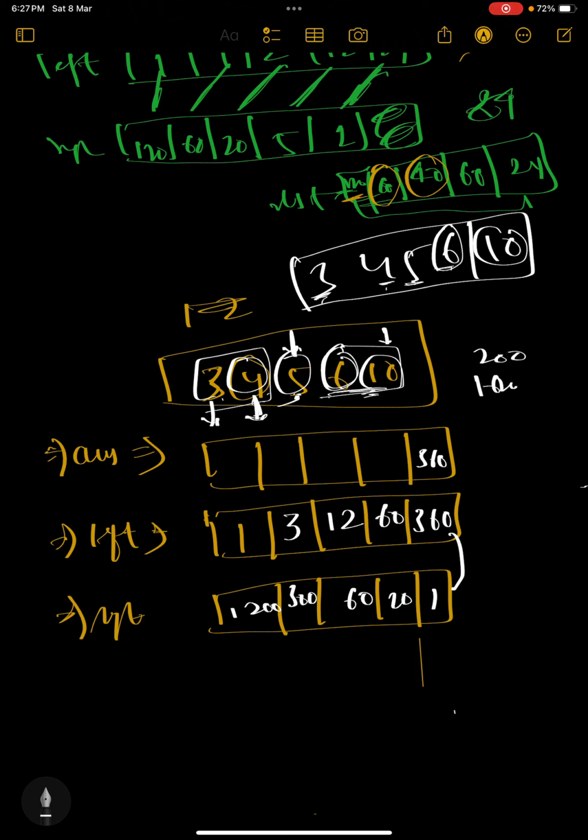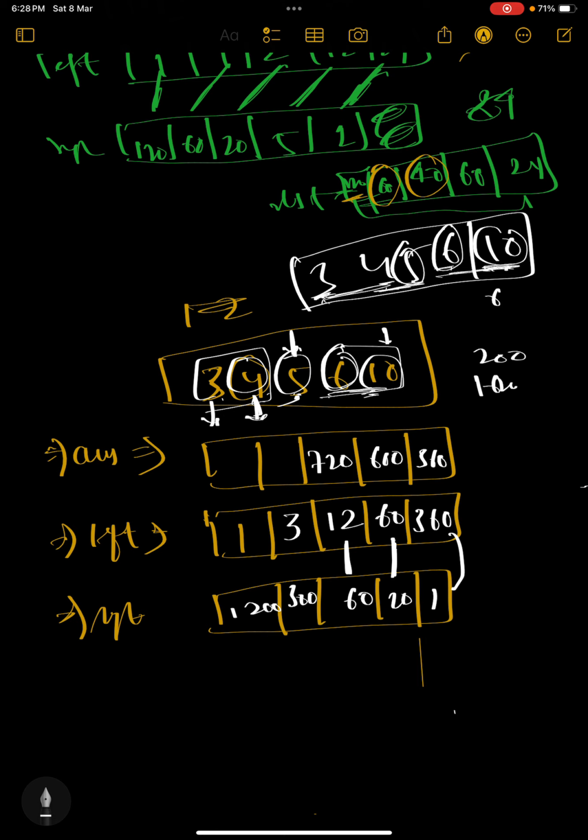For 6, what is the product of the array except itself? 5 into 4, 20, 20 into 3, 60. And 1 is in the right. So 60 into 10, 600. As you can see, if you multiply these two, you will get 600. Okay. So for 5, 4 into 3, 12, 12 into 60, 720. So as you can see, if you multiply these two, the answer will be 720.